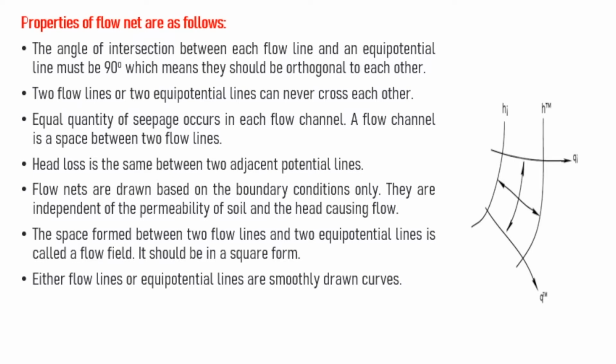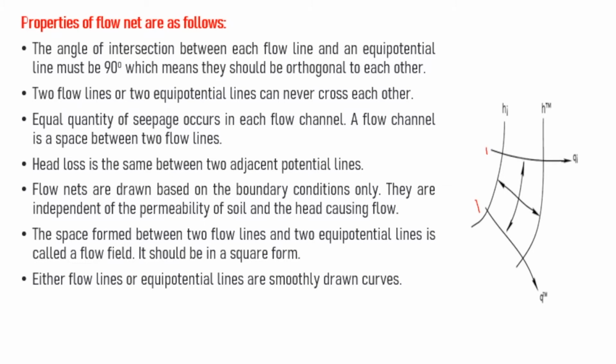Equal quantity of seepage occurs in a flow channel, and a flow channel is a space between two flow lines. So this is one flow line, this is one flow line, and the space in between is usually called the flow channel. The head loss is the same between two adjacent equipotential lines. The flow nets are drawn based on the boundary conditions only. That is, they are independent of the permeability of the soil and the head which is causing the flow. So it basically depends only upon the boundary.